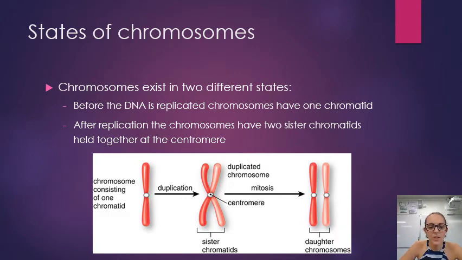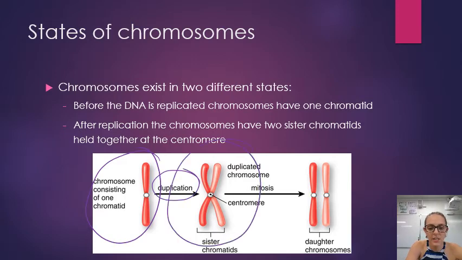And this is just showing those different states of chromosomes again. So remember that before DNA is replicated, we have one singular chromatid. It duplicates and forms a full chromosome containing two sister chromatids. And then during mitosis, that can then split again into singular chromatids.